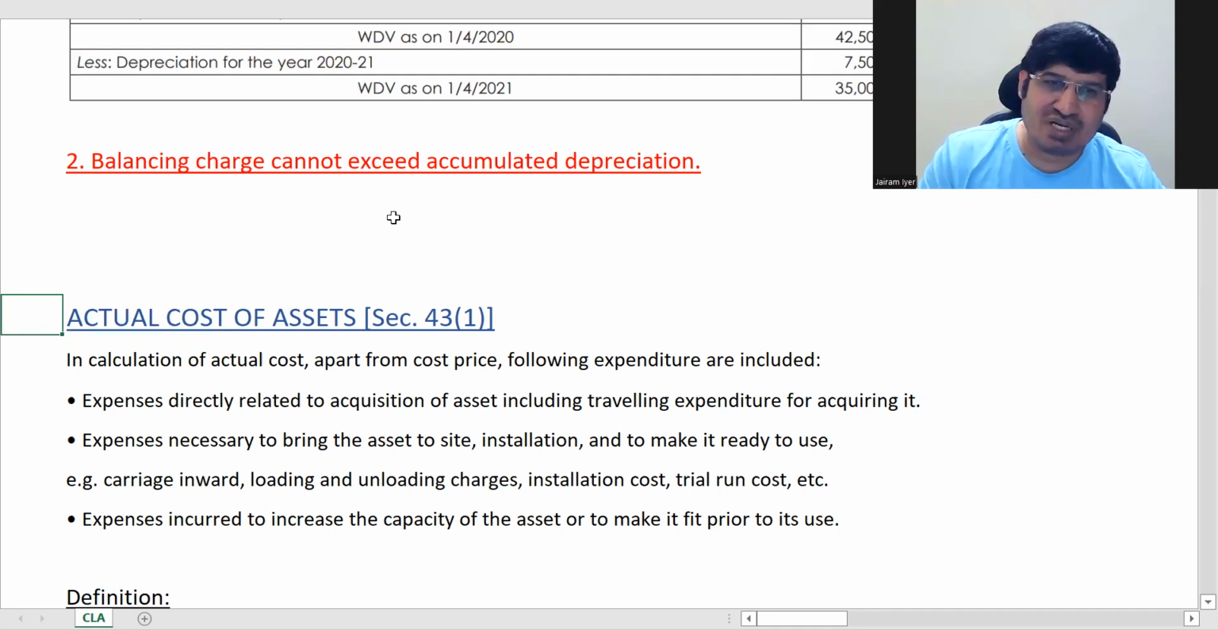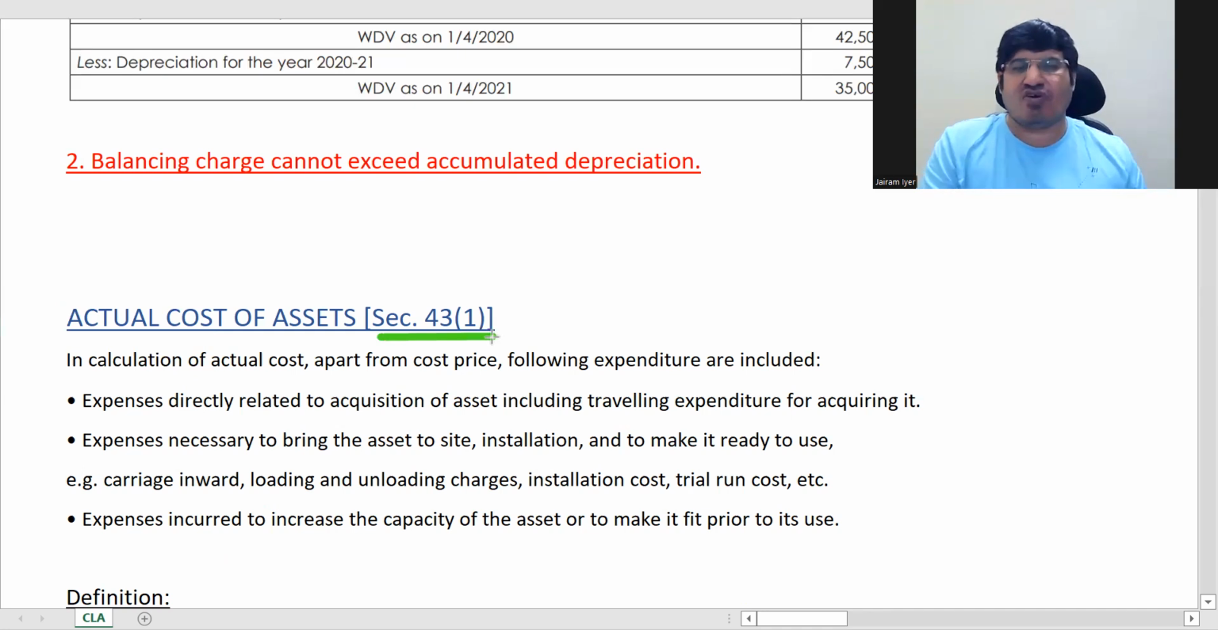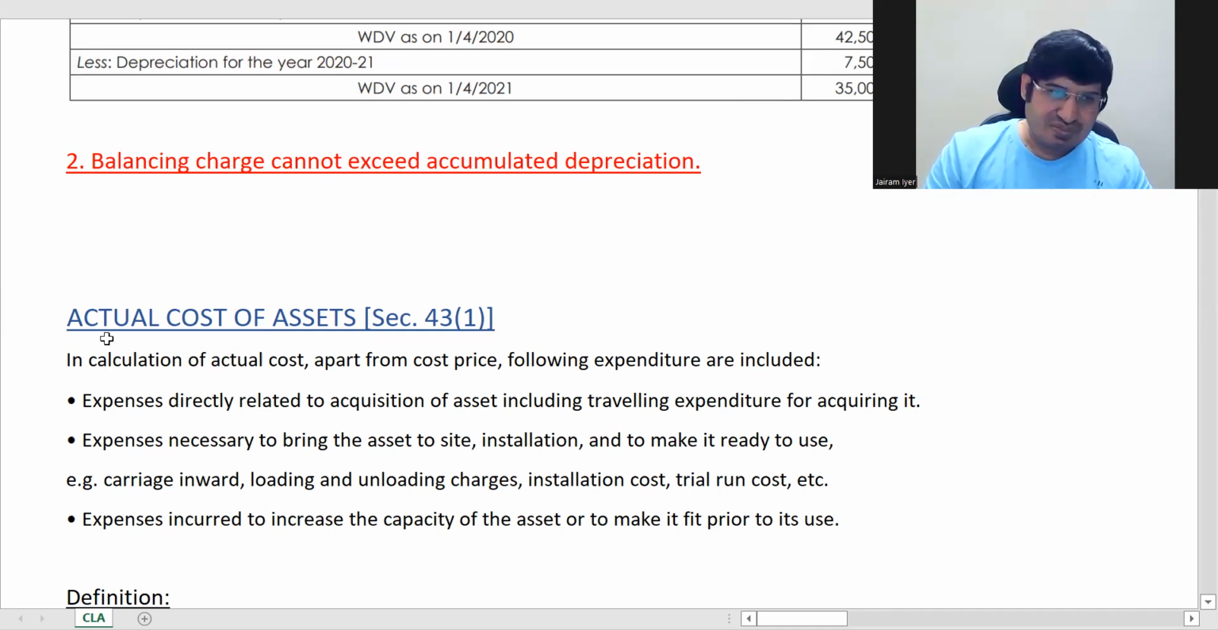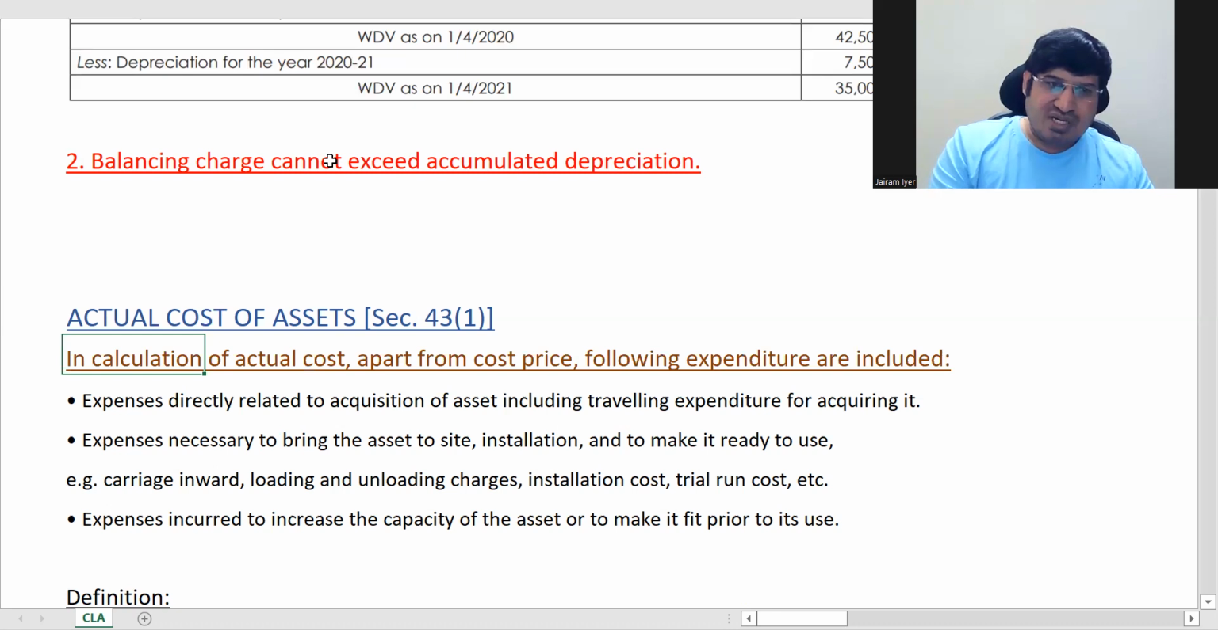Try and remember this section. It's a very well-known section. Okay, 43.1 for actual cost of assets. Then calculation of actual cost: apart from cost price, the following expenditure are added. So whatever is your cost price, you bought the asset, that of course is actual cost. But apart from that, there are certain things which have to be added.